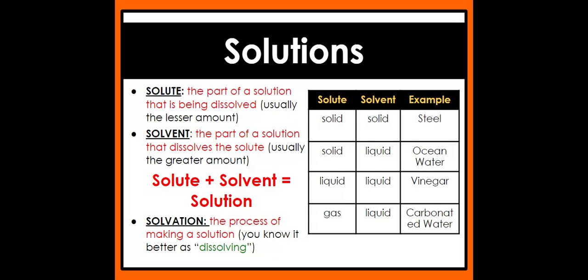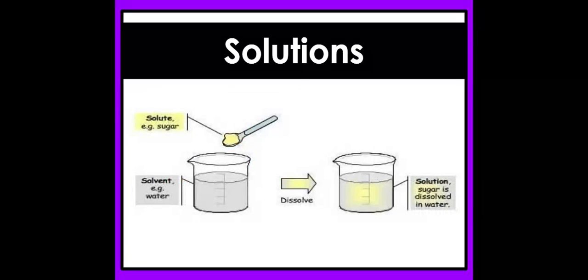So if you add 2 solids together, you'll come up with steel, which is an alloy, which means that it is a metal made up of a combination of other metals. If you add a solid and a liquid together, you have ocean water. So you add the solid, which is salt, and the liquid, which is water, and that's your ocean water. A liquid and a liquid together could give you vinegar, and then gas and a liquid could give you carbonated water, which is disgusting. And if you like that, I have lots of questions for you.